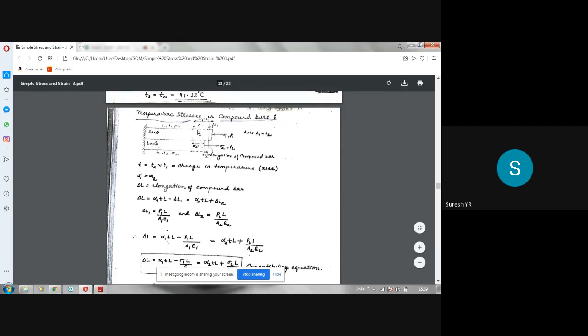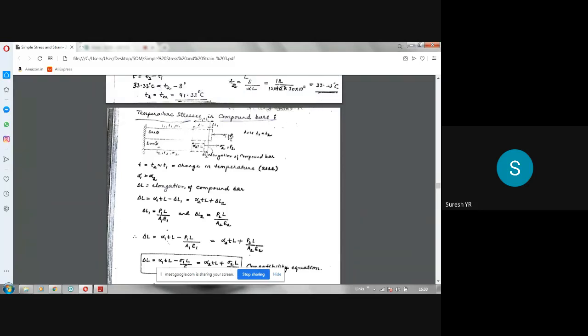Since it is a combined system, we should have a common expansion, that is delta L. So that delta L can be expressed for both the bars separately. By considering this figure, you can see that you have to come to this common delta L. This should develop a compressive stress. This should develop a tensile stress. So sigma 1, sigma 2 are the compressive and tensile stresses. Corresponding forces are P1 and P2. P1 is sigma 1 into A1. P2 is sigma 2 into A2.